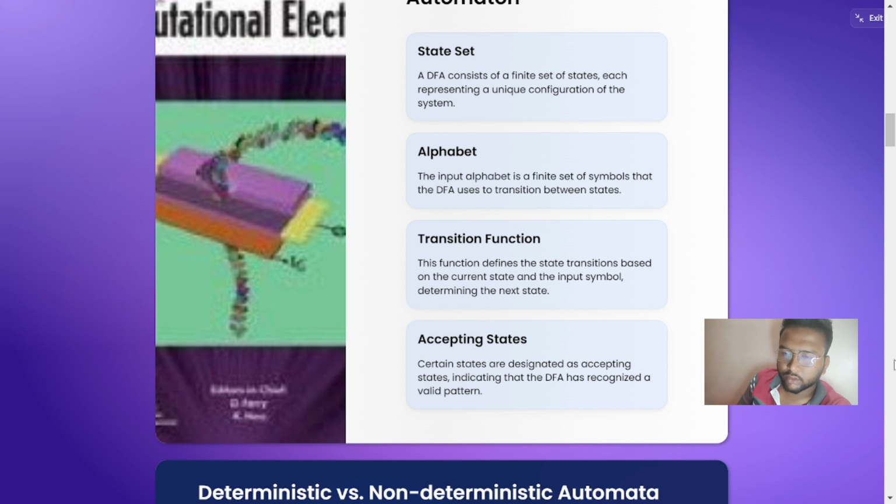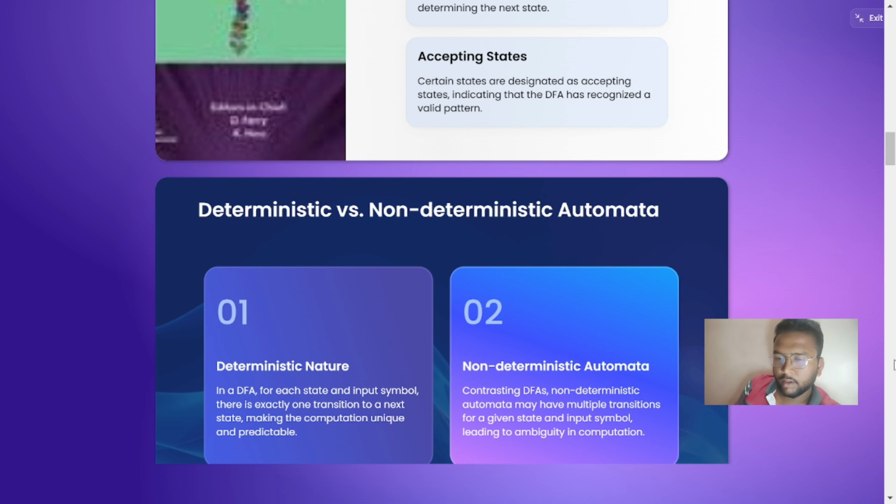Transition function is another category which is used in the DFA. This function defines the state transitions based on the current state and input symbol, determining the next state. So it defines the state transition based on the current state, on which state it has been kept, and the input symbol determining the next state. Coming on to accepting states: certain states are designated as accepting states, indicating that the DFA has recognized a valid pattern.